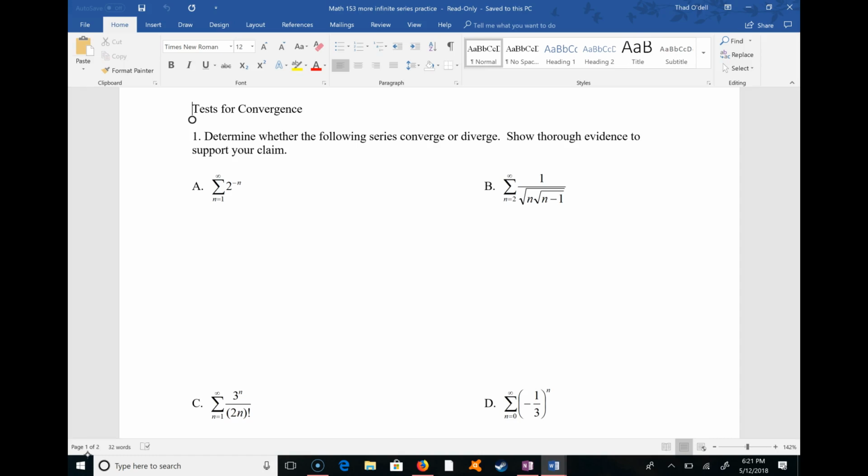So this first one, A, I recognize right away that this thing is a geometric series in disguise. So I rewrite it as 1/2 so I can recognize the geometric series. Then I would say that this is convergent because it's a geometric series with r less than 1. In that case, that's all you have to say.